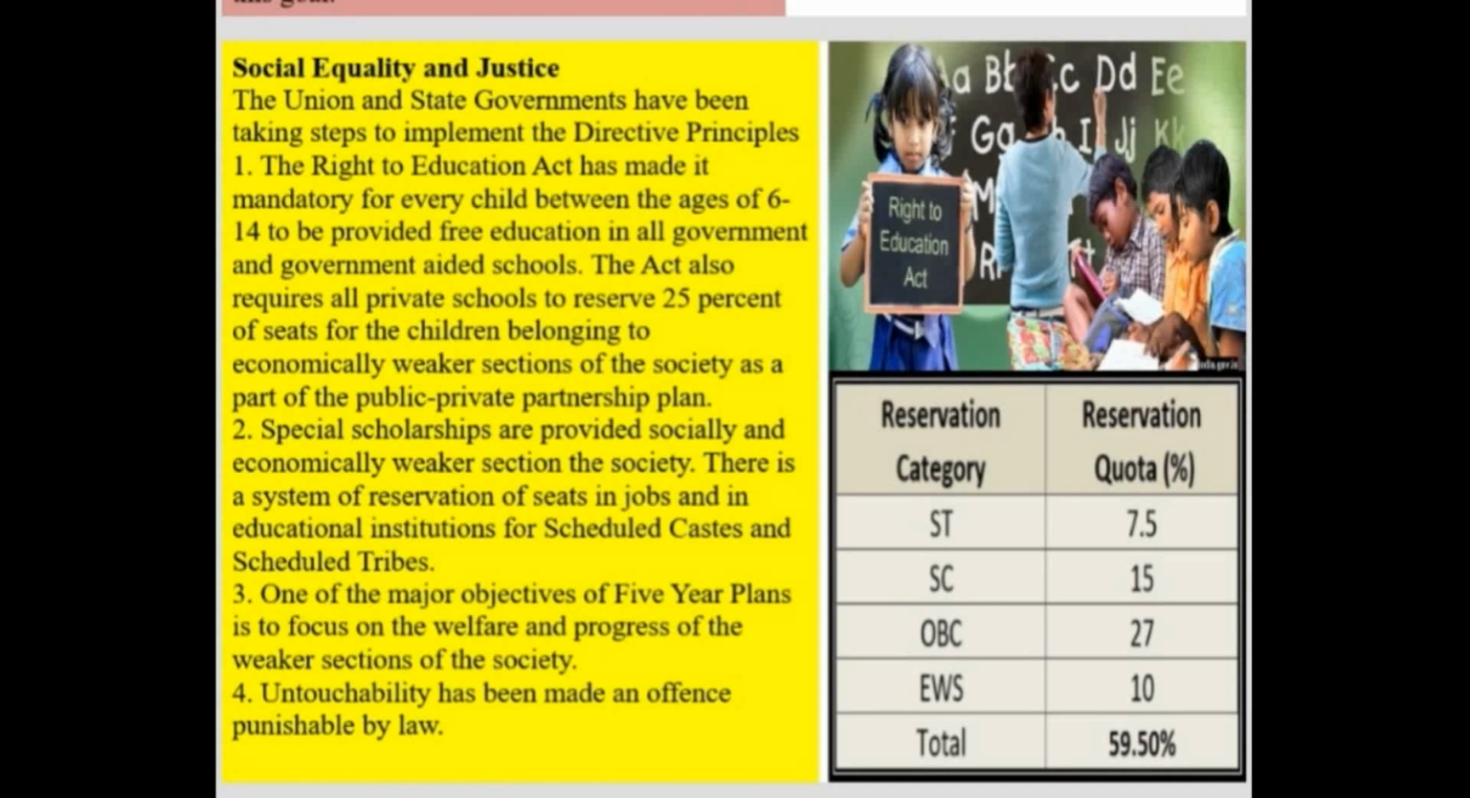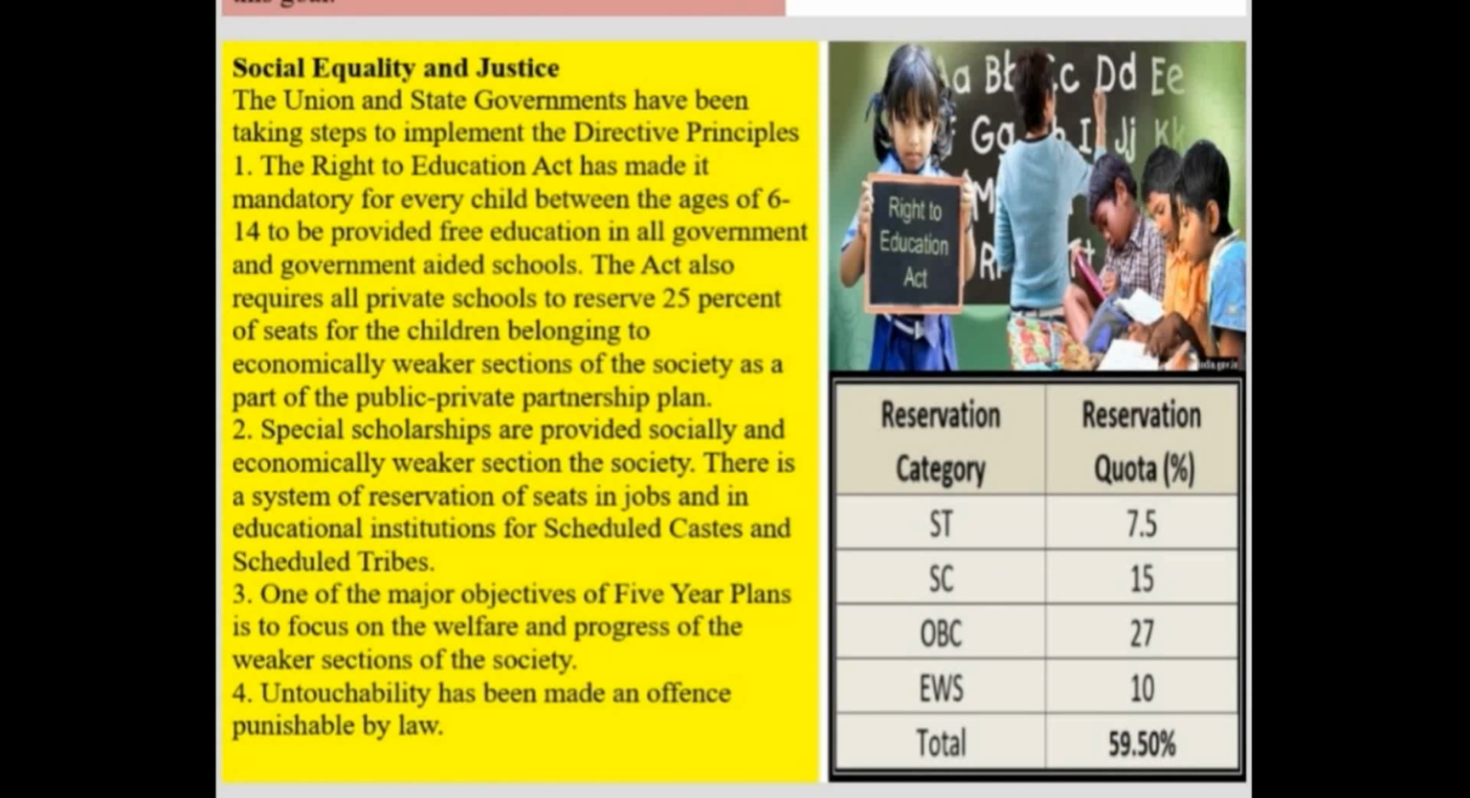So under social equality, the union and state governments have been taking several steps. To achieve this equality and justice in society equally for all, the central and state governments have tried to implement it through the directive principles, so that equality in society can be achieved.